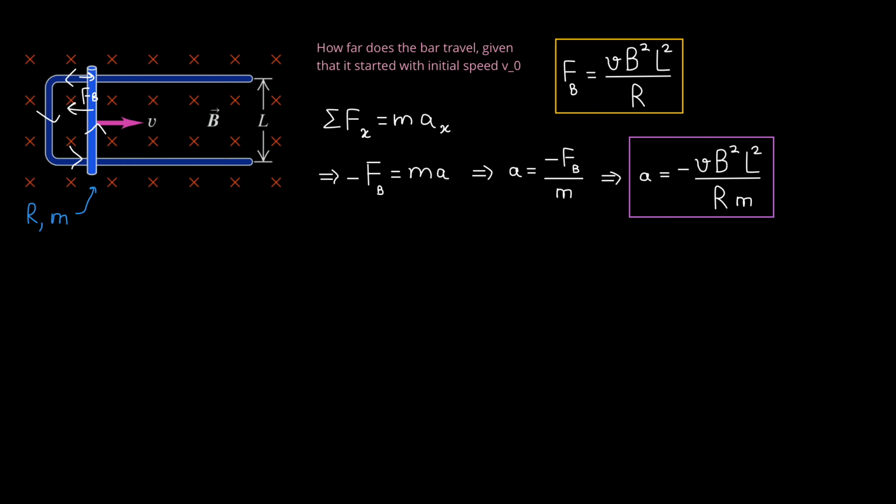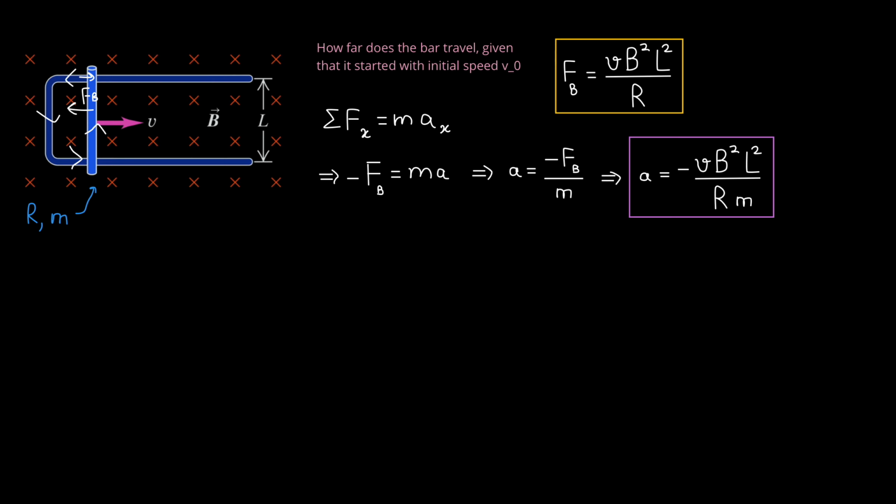Here we have applied Newton's second law on the bar. Net force in the x direction is equal to mass times acceleration in the x direction. What forces do we have in the x direction? We only have the magnetic force pointing left, hence I have the negative sign for F sub B. So we get negative F sub B equals mass times acceleration, ma.